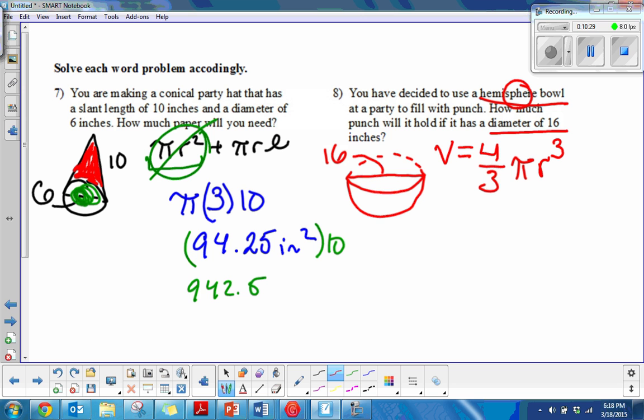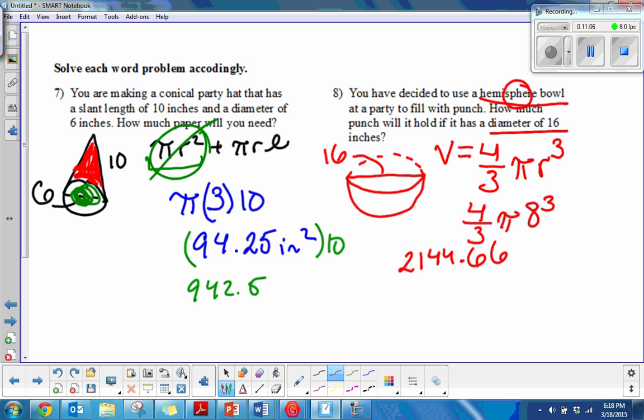Now, what we want to go back to is r is not the diameter. So we're going to plug in 4/3 pi, and our 16 becomes an 8, and it's 8 cubed. So put that in your calculator. Make sure you put parentheses around the 4/3, pi, 8 cubed. Okay, and that's going to get you 2,144.66.